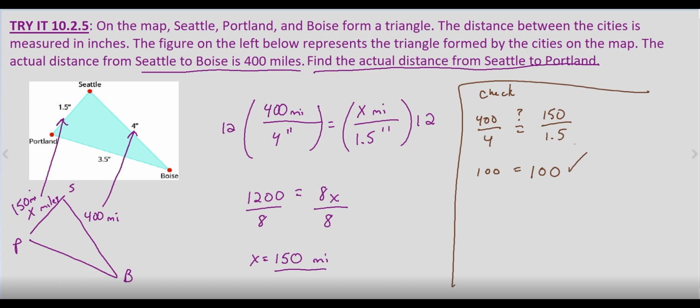So our solution checks, and we can say that the distance from Seattle to Portland is 150 miles.